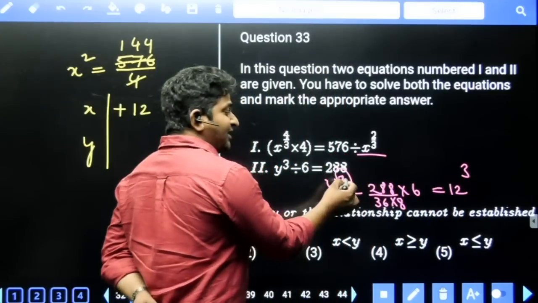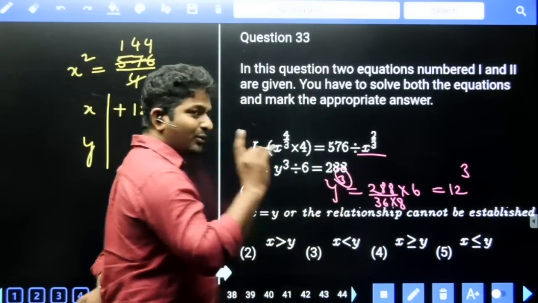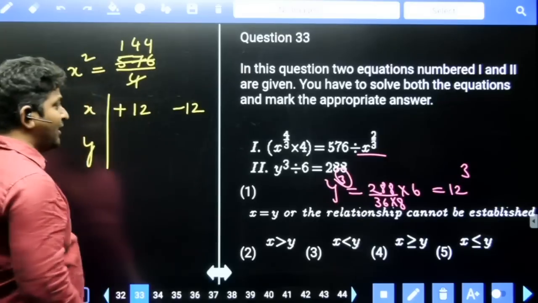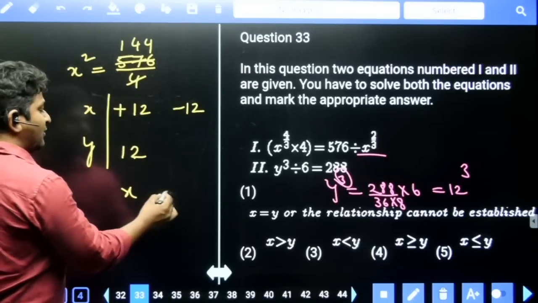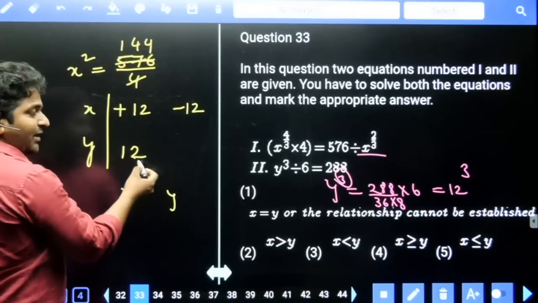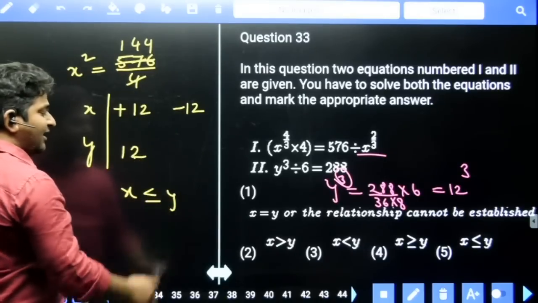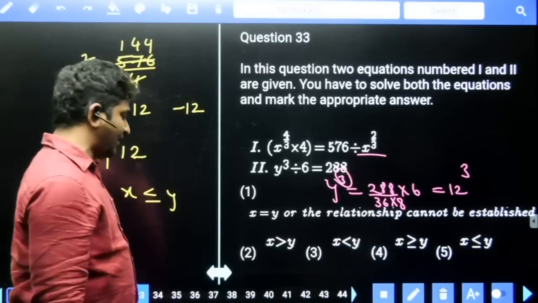As the exponent is an odd number, y will get only one factor, and that has to be a positive factor. Now x and y both positive, x is equal to y. x is negative and y is positive, x less than y. So x less than or equal to y condition we are getting.